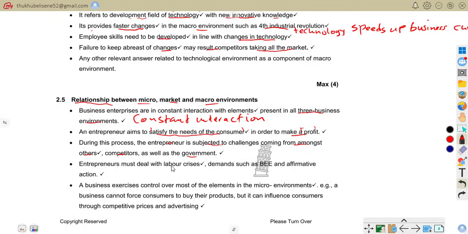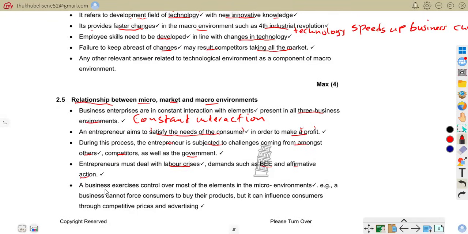Entrepreneurs must deal with labor crises, demands such as BEE, as well as affirmative action. So labor issues as well as legislation. Meaning to say business must comply with labor laws, like the BEE requirements.